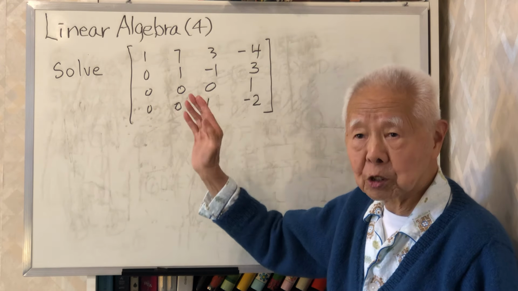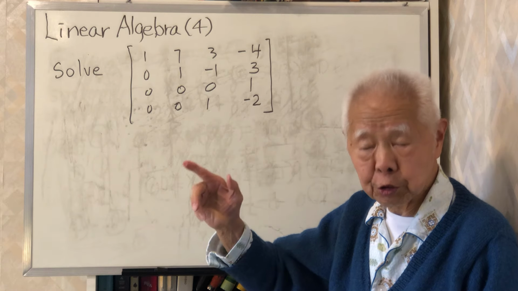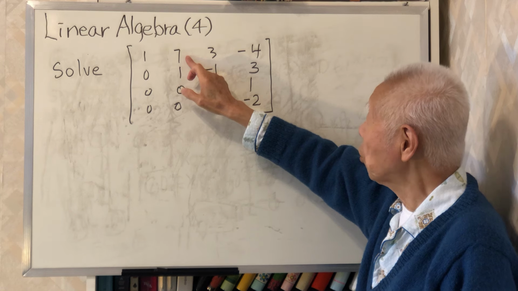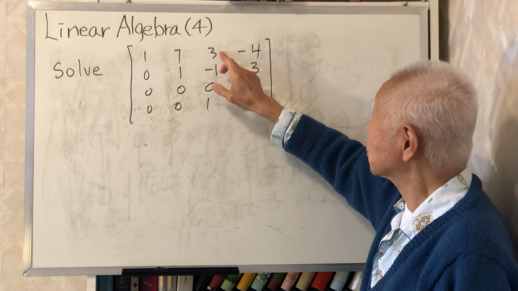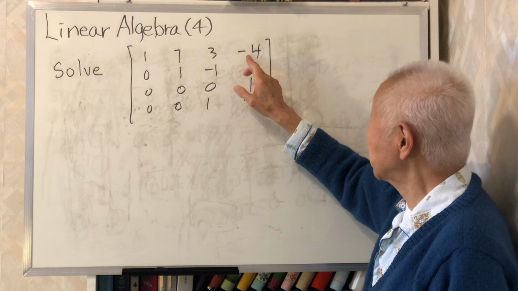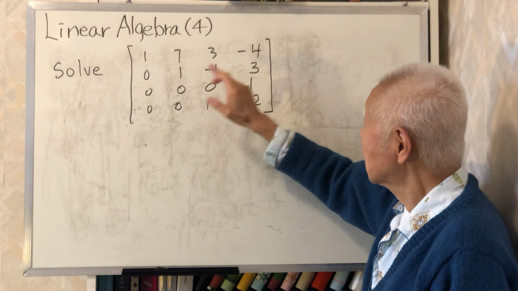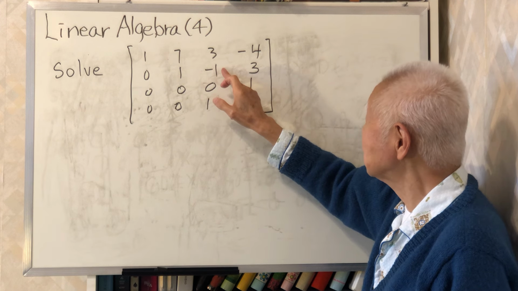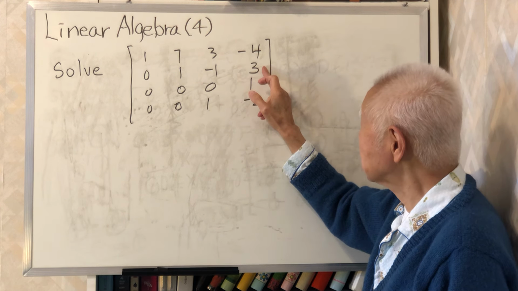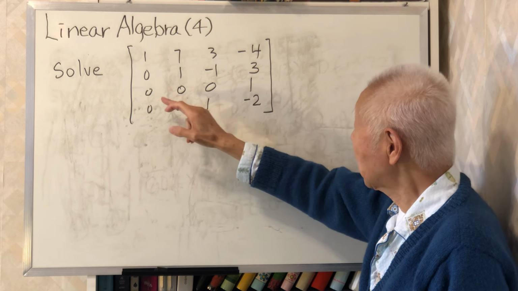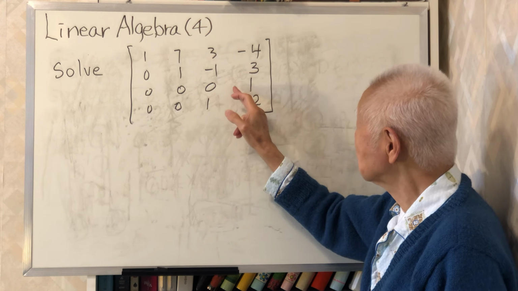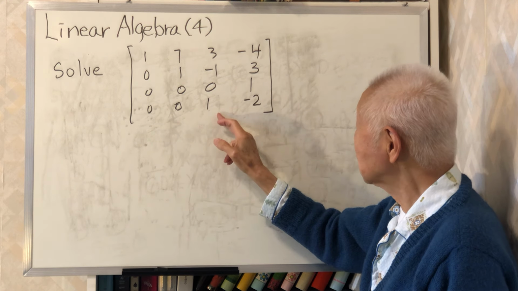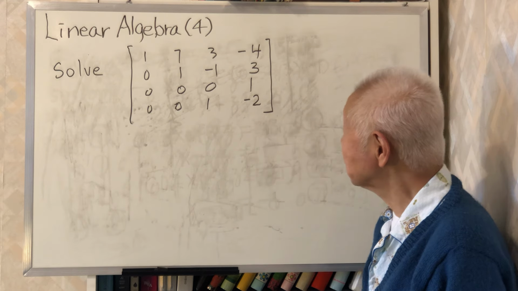So the matrix represents equations. So I have x plus 7y plus 3z equals -4. I have y minus z equals 3. I have 0 equals 1. I have z equals -2.